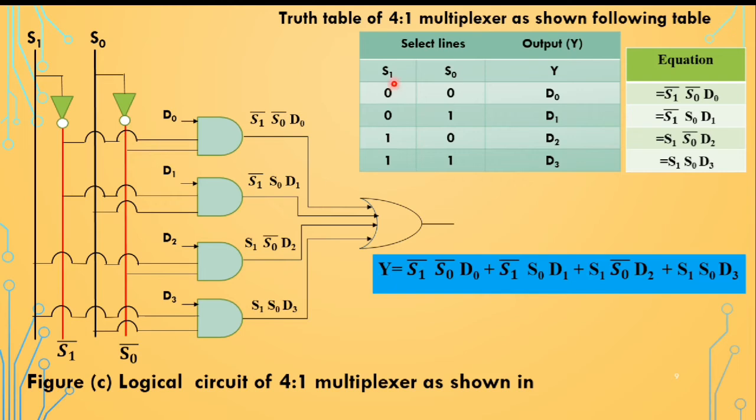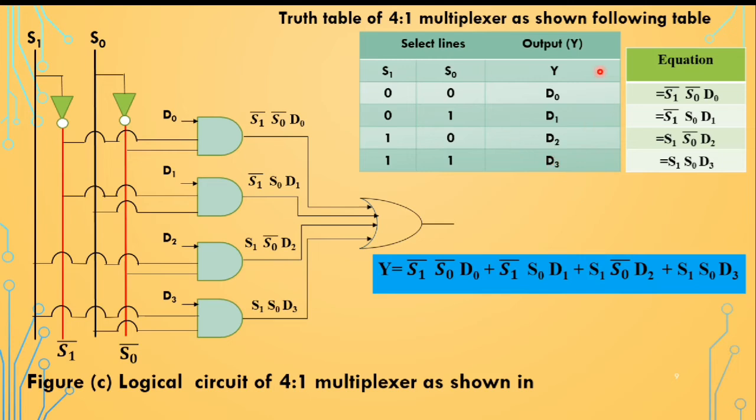Suppose S1, S0 are the select lines, and Y is the output. For example, the first combination is 0 0. Suppose S1 we take 0, S0 is also 0. At that time we want to consider D0. So D0 is activated and it will give the output. The second combination is 0 1. At that time D1 is activated. For 1 0, D2 is activated, and for 1 1, D3 is activated.